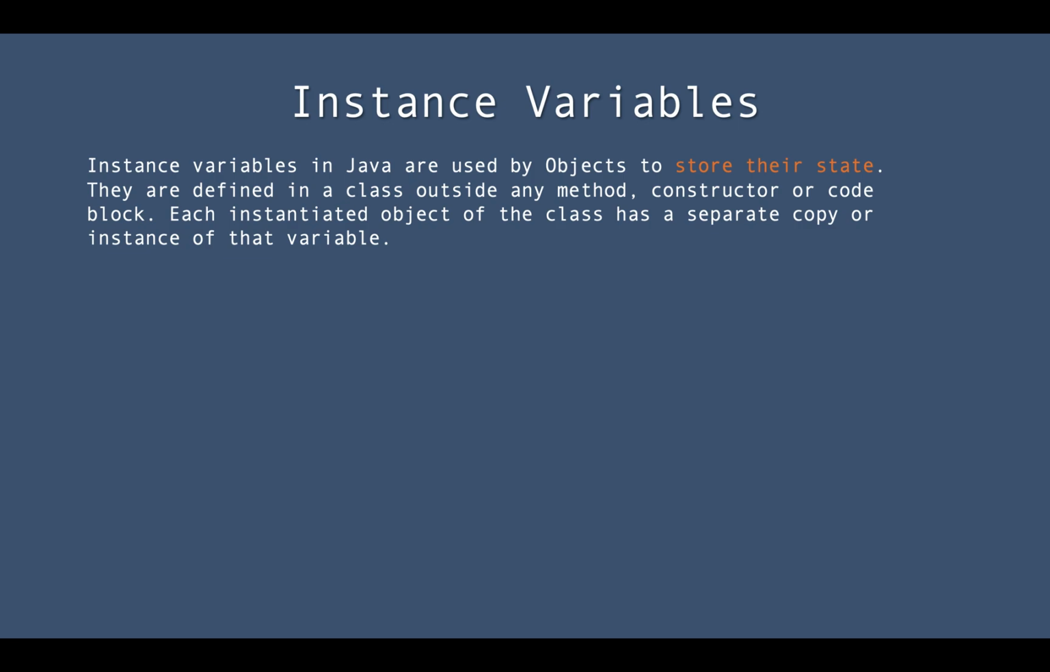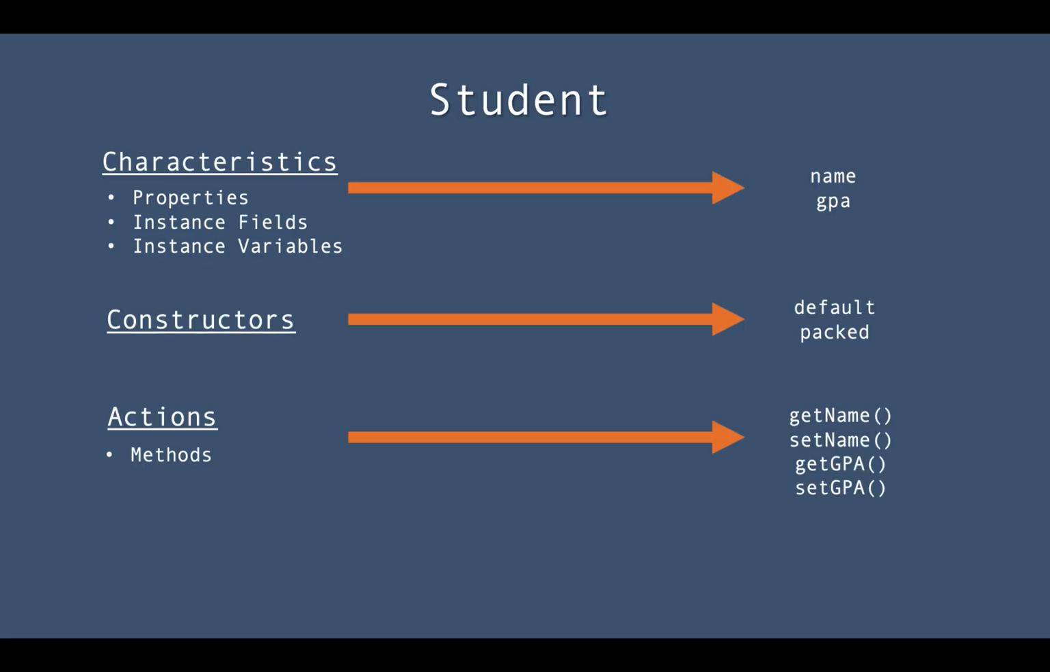Instance variables, we call them characteristics, but instance variables in Java are used by objects to store their state. What do I mean by that phrase when I say store their state? Well, let's go back again to our student class. Once we write our student class, we're going to create instances of that class. So we might say something like Student s equals new Student.